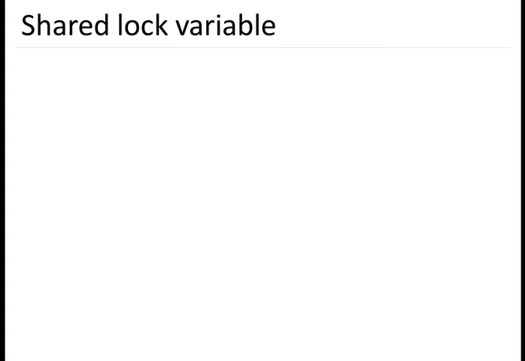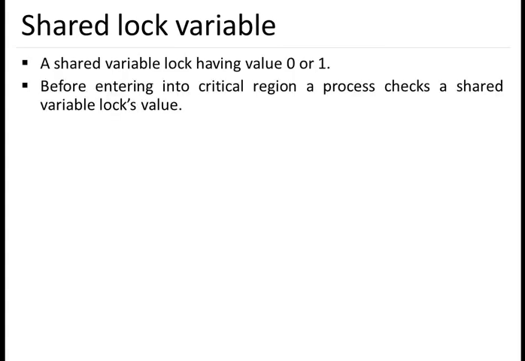Let's see that. So the next one is the shared lock variable. A shared lock has a value 0 or 1. Just assume that it's a kind of variable, and the value of that particular variable can be 0 or 1. Okay, before entering a critical region, a process checks the shared lock variable's value. So for example, if there are two or more processes that want to enter the critical section, first of all they will check the value of this shared lock variable.